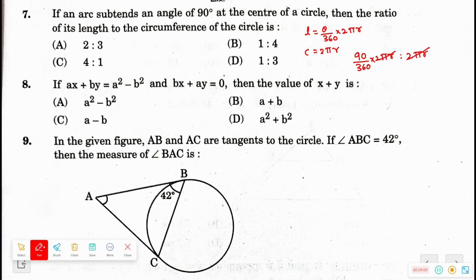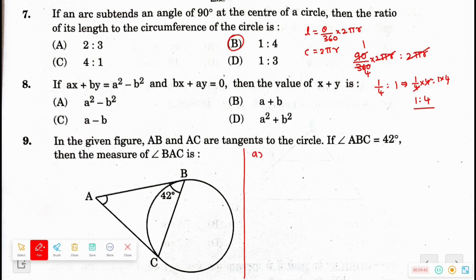So 2 pi r and 2 pi r cancel. 90 ones are 90, 90 fours are 360, so 1 by 4. So we got 1 by 4 is to 1. 1 by 4 is to 1 is not an option, so you can multiply both by 4. So 1 by 4 into 4 is to 1 into 4, which is 1 is to 4. Answer is 1 is to 4. So option B is correct. Now question number 8, let's solve here. This is already repeated in set 1 also.